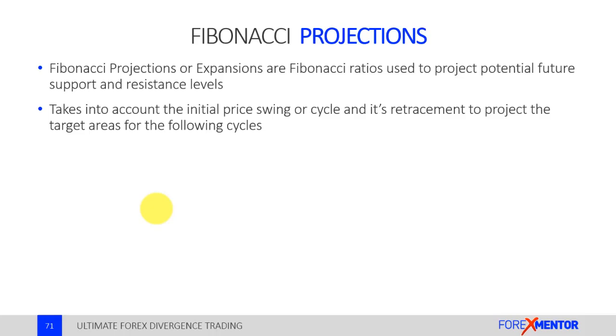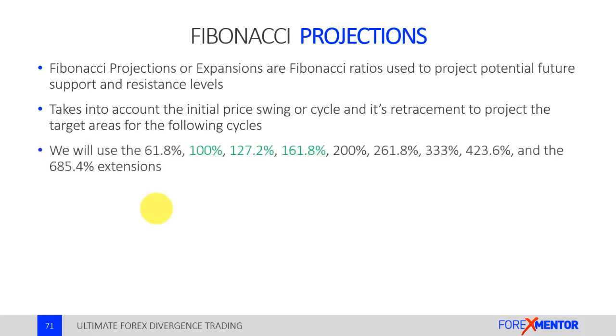The Fibonacci extensions only take into account the initial price swing and project everything past 100% of that price swing. Whereas the projections take into account the initial swing and its retracement. So you have 2 points of measurement: the high of the price swing or the low of the price swing, and then the high or the low of the retracement, and it's projected from there.